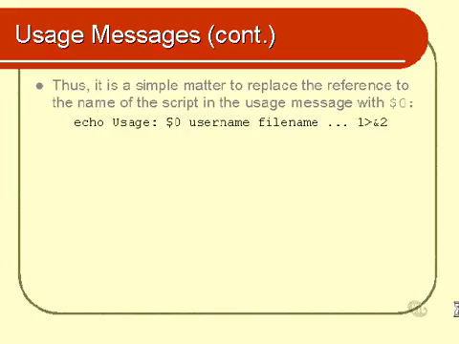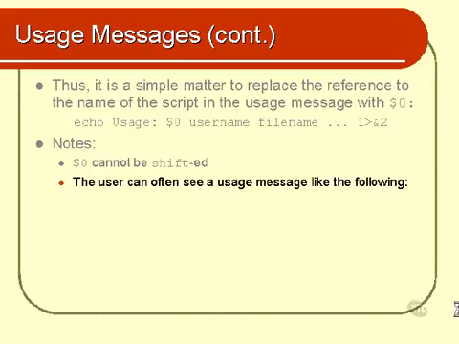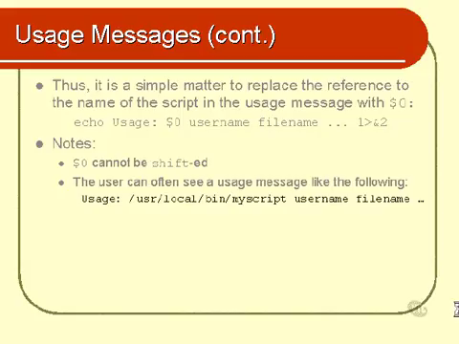So that's very nice. There's just a couple of things to be aware of there. $0 cannot be shifted. So you can shift things as much as you like, and the only thing that's going to change is $1 up to $9. $0 is not affected by a shift action. And it's also interesting to keep in mind that the user can often see a usage message. If you use the $0 option just like this, you can end up with usage messages that look like the following. Usage: /user/local/bin/myscript, and then the rest of the usage message. Now that's probably quite accurate. If that happened to be the way they called it, they may have actually typed that in on the command line. But it doesn't make for a very user-friendly usage message.